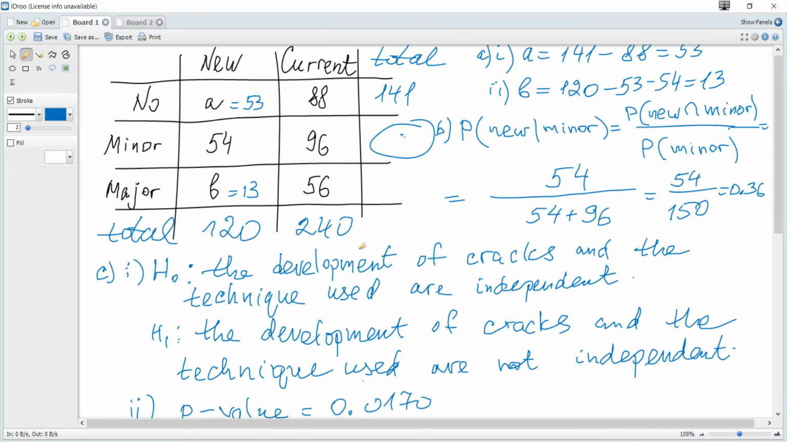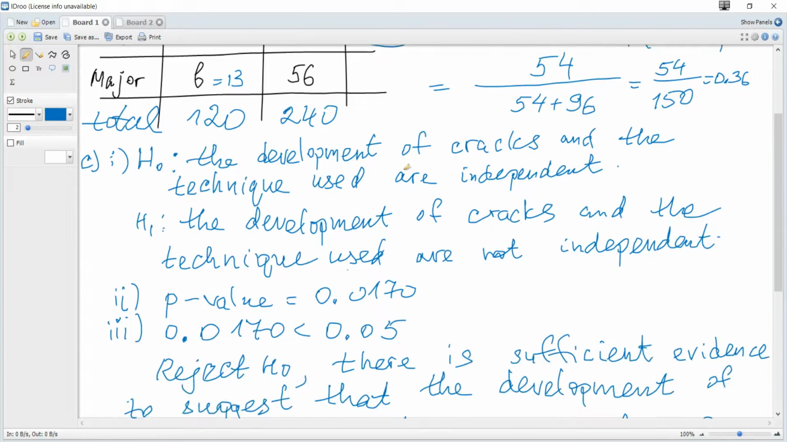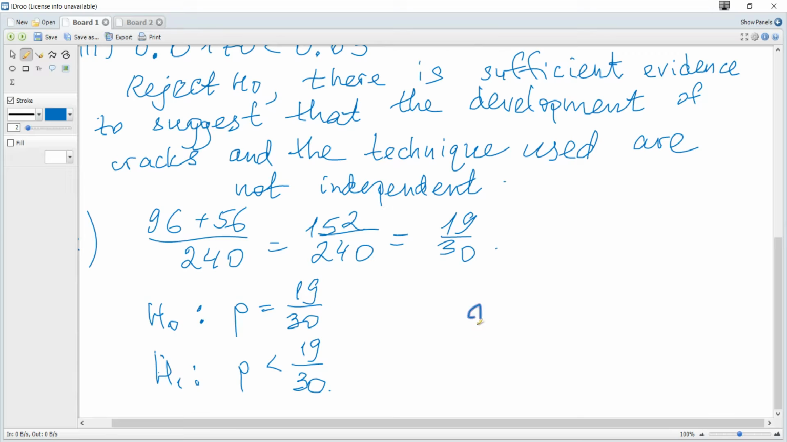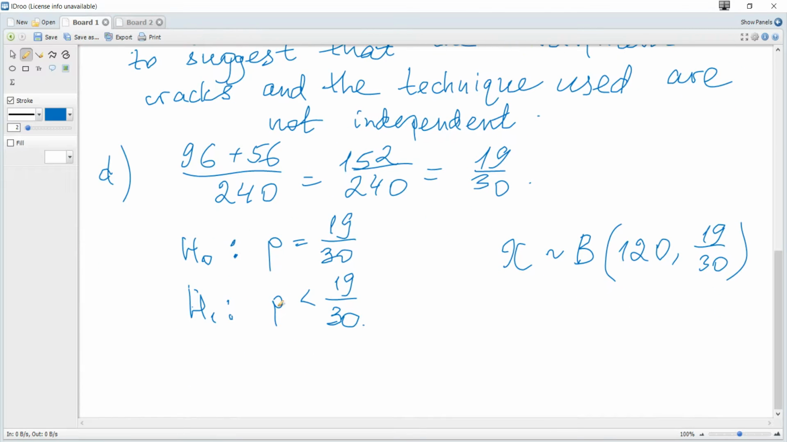Let capital X be the number which developed cracks. The researchers assume that under the null hypothesis, X is distributed binomially with parameters 120, 19 over 30. Question E: state one additional assumption that the researchers are making in choosing this distribution.